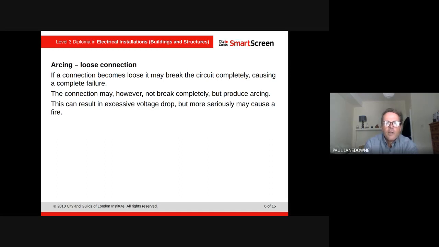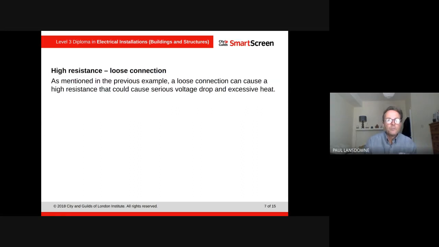Now with arcing, if there is still power, you can sometimes hear that arcing, that little crackling sound, sometimes in a light switch, sometimes in a socket, where either the screw has become loose or something's happened, and it's just that arc. So the connection hasn't completely broken. There's like a minuscule gap, and you create an arc. Now that arc can cause a fire. High resistance, loose connection. As mentioned previously, a loose connection can cause high resistance that can cause serious fault drop and excessive heat.